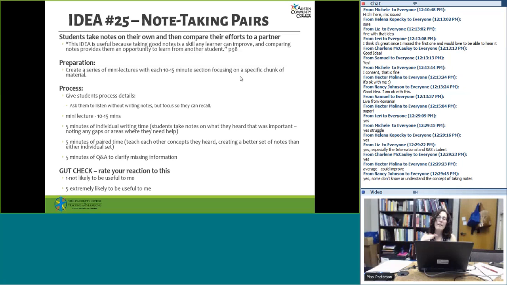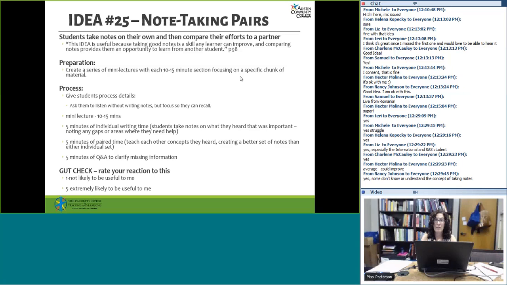And then after they've had time to pair up, they share with the entire class what they thought were the most important points. You can just call on a few of the different pairs. Hey, what did you take from this? What did somebody forget but someone else caught? Hey, did anybody else miss that? And you give the entire class the chance to learn better note-taking skills through interacting with each other.